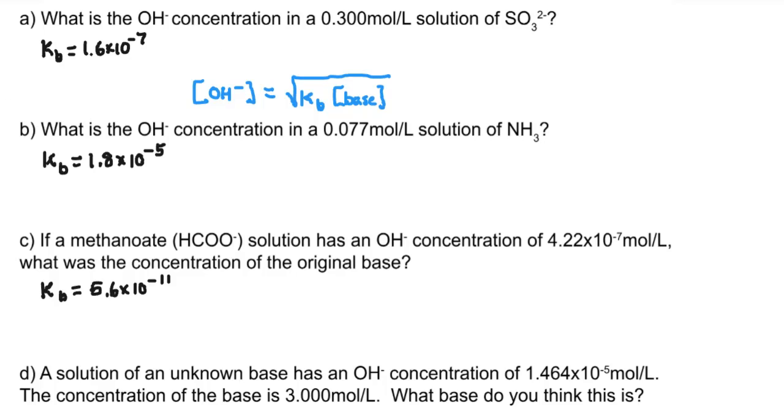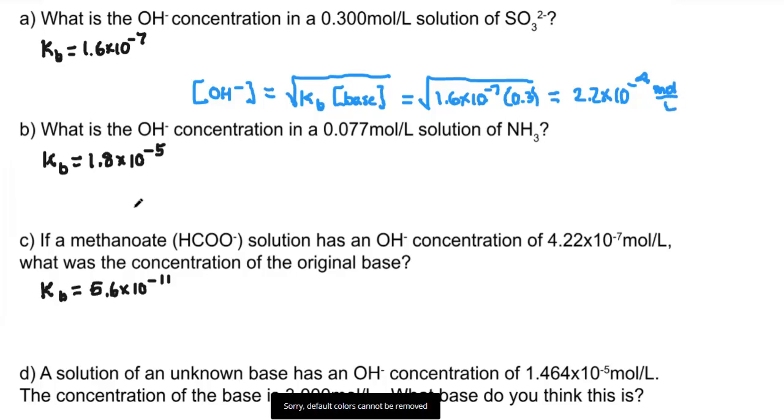So that's our formula for the rest of these. And what have they told us? They say the SO3's base constant has already been found. It's 1.6 times 10 to the minus 7. And the base concentration is 0.3. So on the calculator, 1.6 times 10 to the minus 7 times 0.3 gives 4.8 times 10 to the minus 8. And then square root it, 2.2 times 10 to the minus 4.